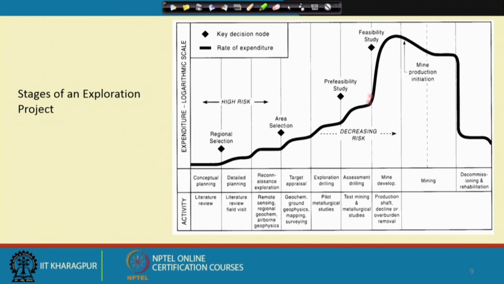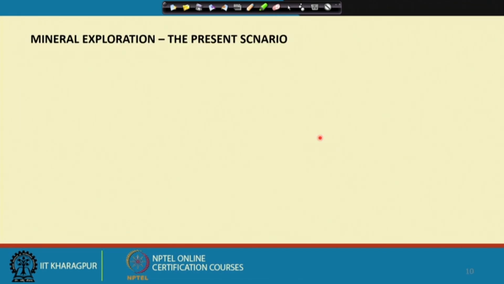So, we are only concerned about this, and it gives us an idea as to how the expenditure goes up when we go from a reconnaissance stage to a stage where we actually establish the presence of an ore body and go to the stage where it is ready to be exploited in a mine.